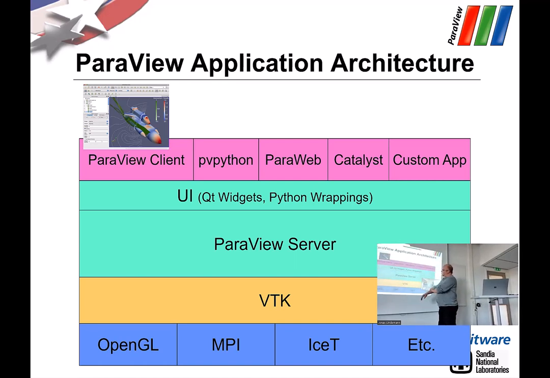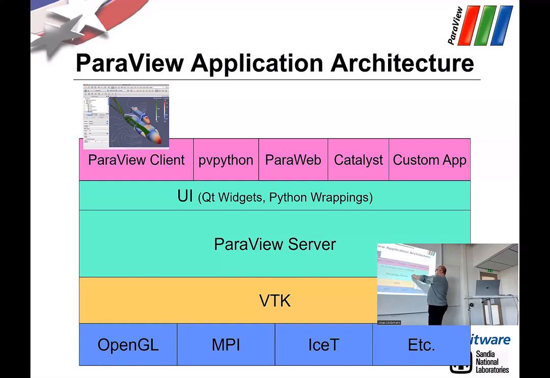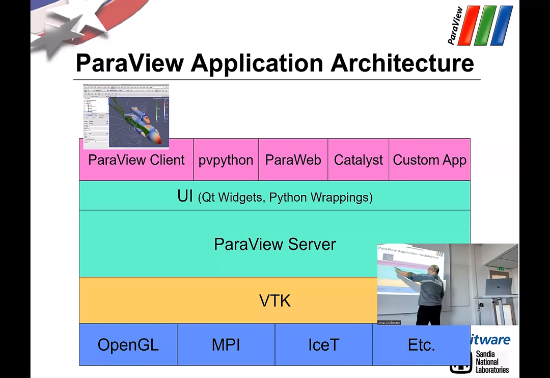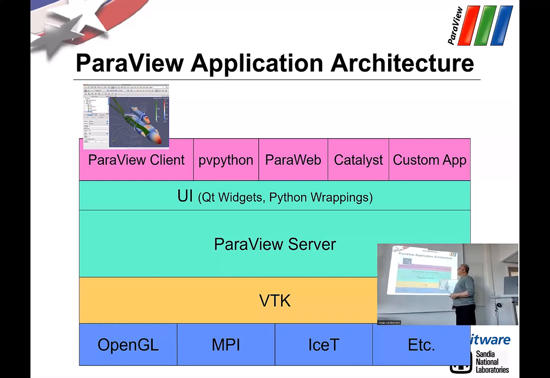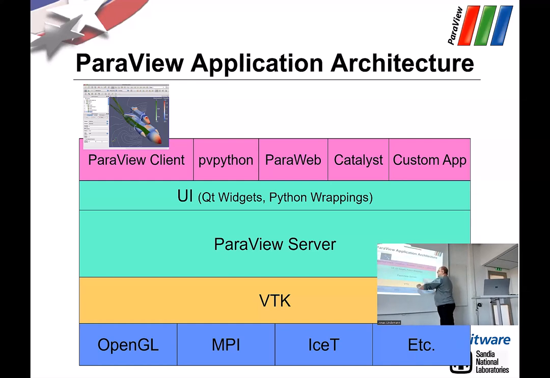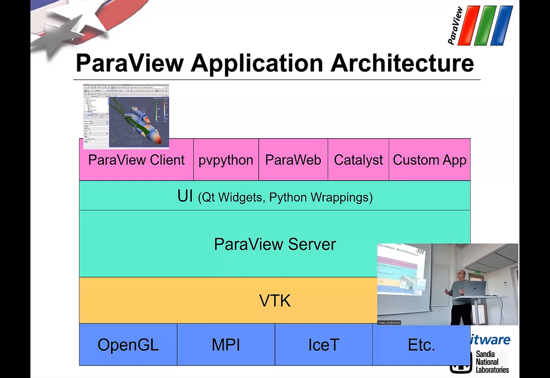And on top of that, there is something called VTK, which stands for Visualization Toolkit, which is a C++ library for visualization. It's somewhat like Qt, but for visualization. And then on top of that, we have the ParaView server and then the user interface. And what we're going to use in this course is the ParaView client. This is an application that builds upon these layers and provides you with a way of visualizing data sets in different ways.